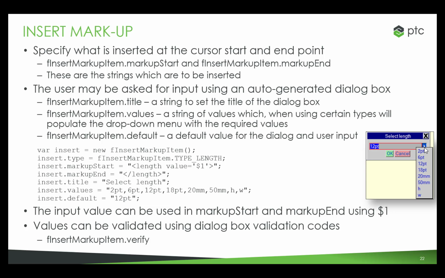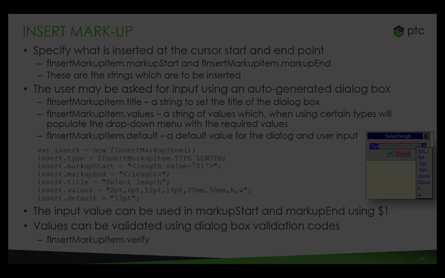You can further validate the values which get inserted by the user by using dialog box validation codes. So the f-insert markup item verify property lets you specify one of those dialog box validation codes. And if you want more information about that, have a look in the dialog box documentation, and you can see there's a big long list of validation codes which you can use to further validate the value which the user has inserted into their dialog box.